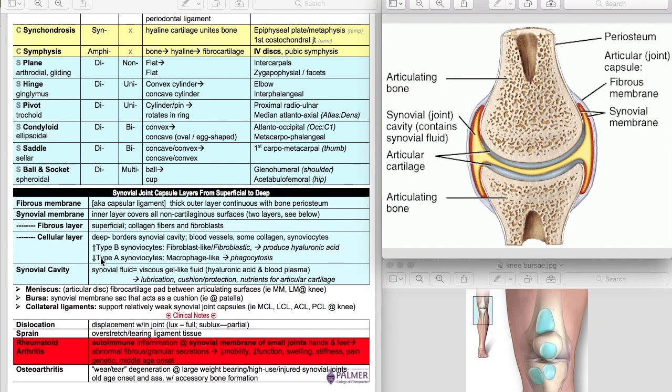So the other type of synoviocyte is the type A. Type A is the deepest. The type A synoviocytes are macrophage-like. Now we've talked a little bit about macrophages in passing when we were talking about the osteoclasts, because they have the same origin, basically they come from monocytes.